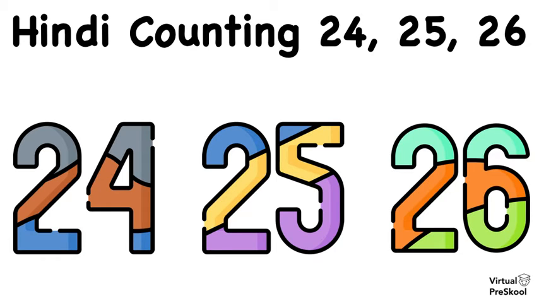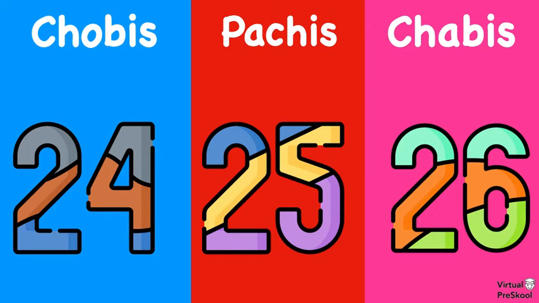In class, you learned how to count from 24 to 26 in Hindi. Today, we're going to review those three numbers. Let's practice how to say each of these in Hindi. 24 is chobis, 25 is pachis, and 26 is chabbis. If you didn't say them with me, please do.